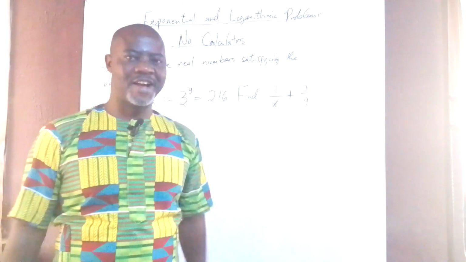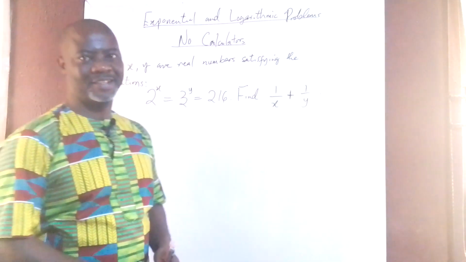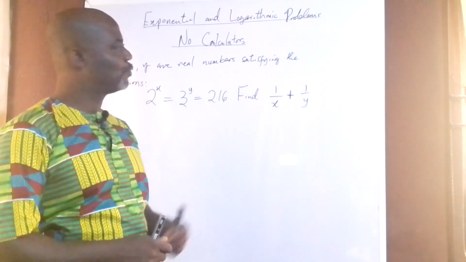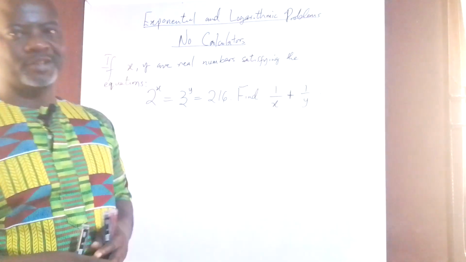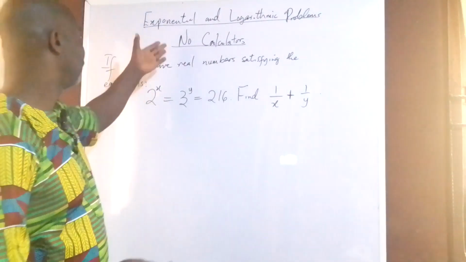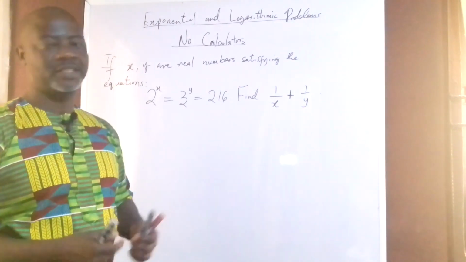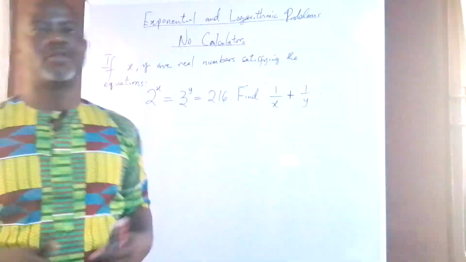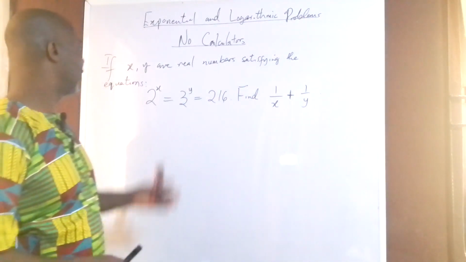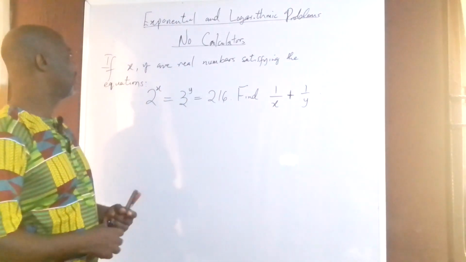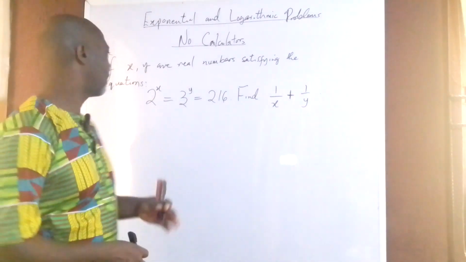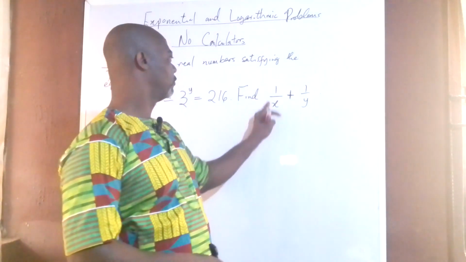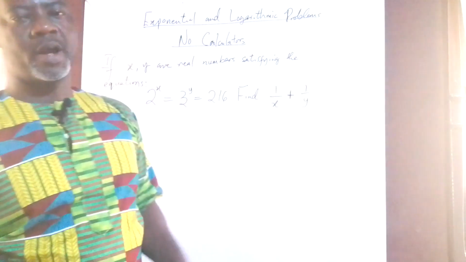Today, it's been a while since I posted a live video like this. We have this question on the board. It's a challenge that is going to involve us using exponential and logarithmic laws to solve. And here is the question: if x and y are real numbers satisfying these equations, find the value of 1 over x plus 1 over y.